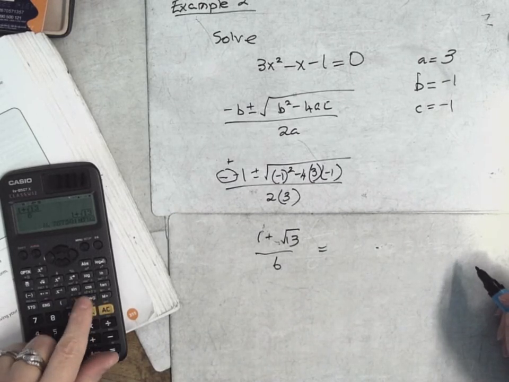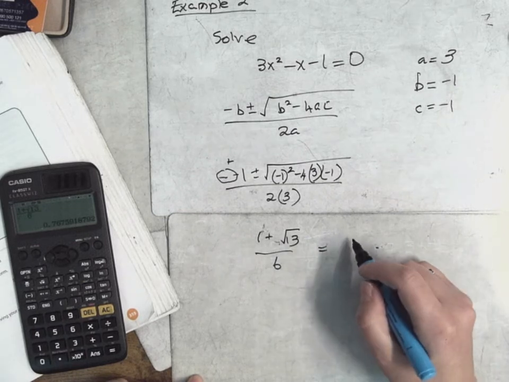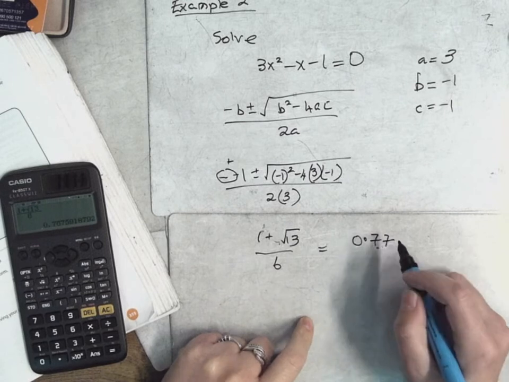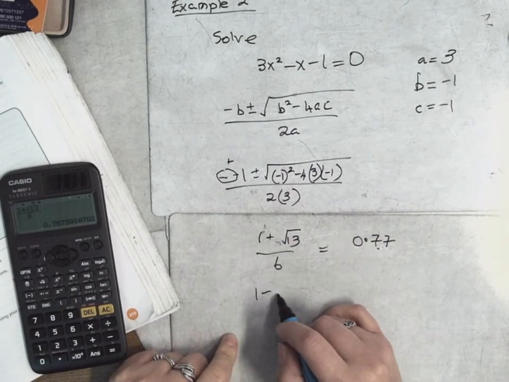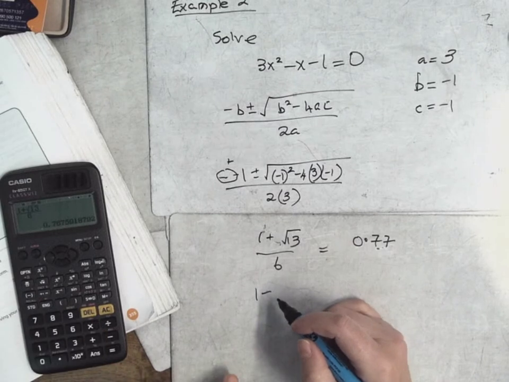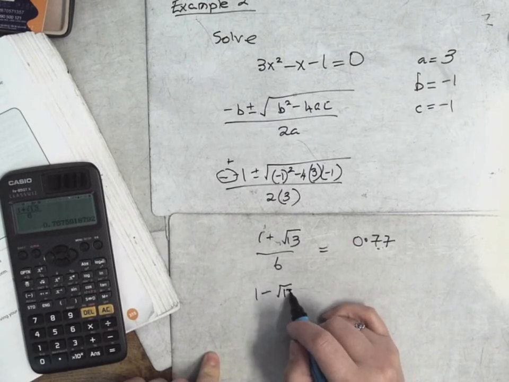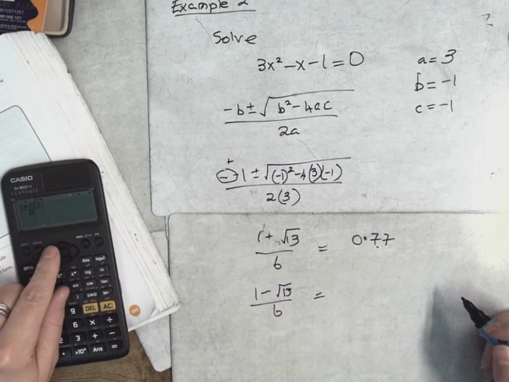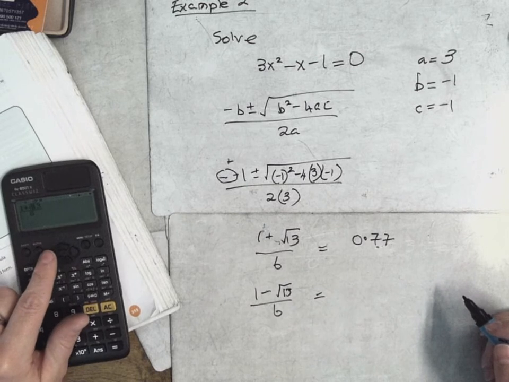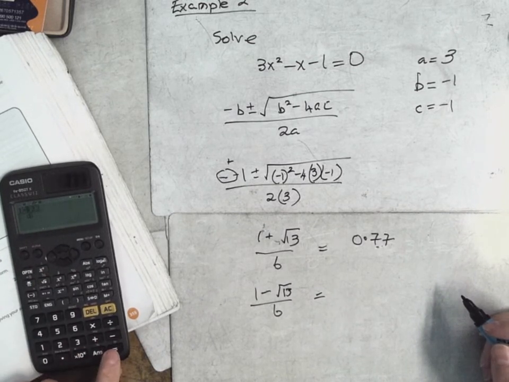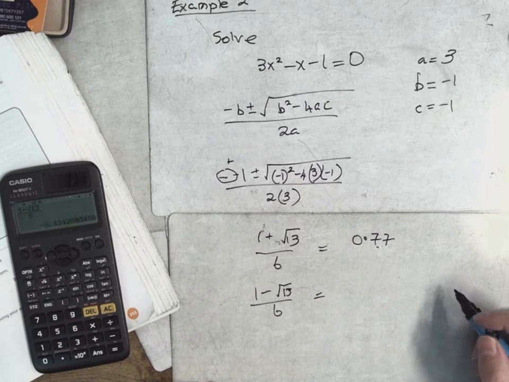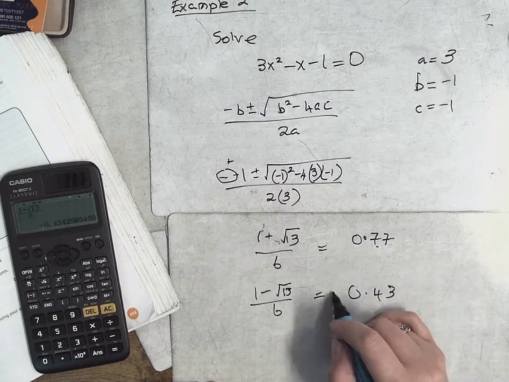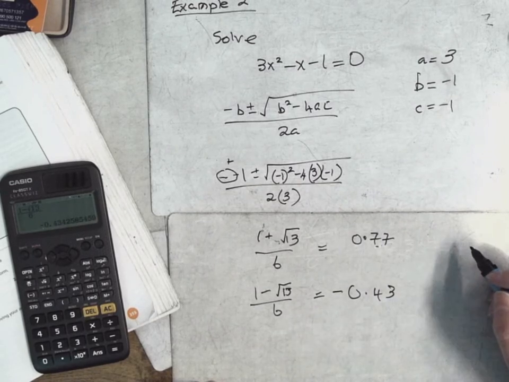If they say correct to how many decimal places, we'll just say they said correct to 2 decimal places, it'd be 0.77. Then you put in 1 minus, all of that, and that would be, that's it in surd form. And if they said correct to 2 decimal places, you would just S to D it, which is minus 0.43.